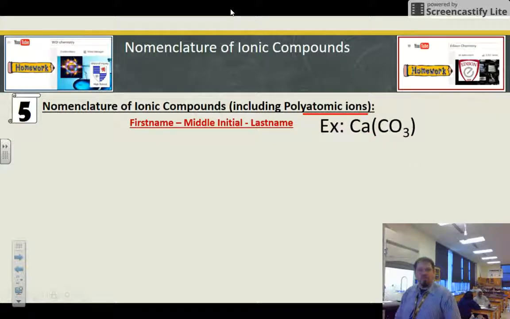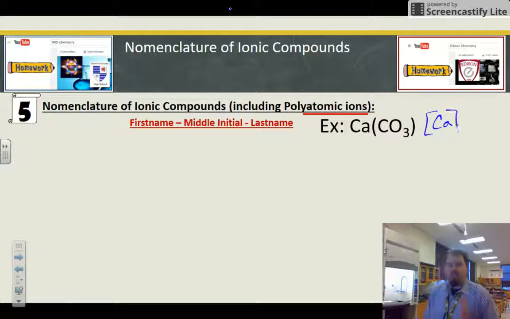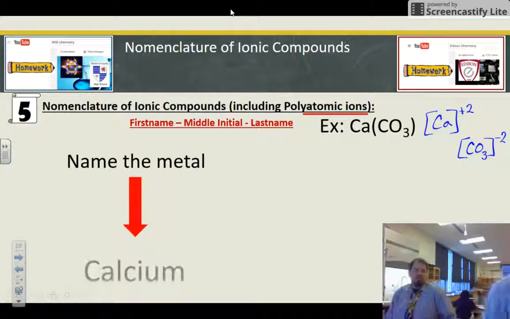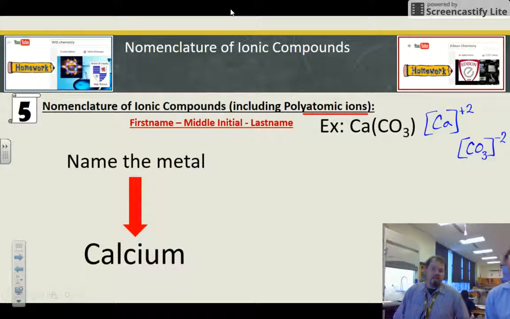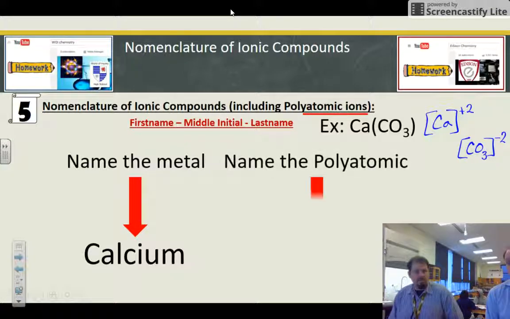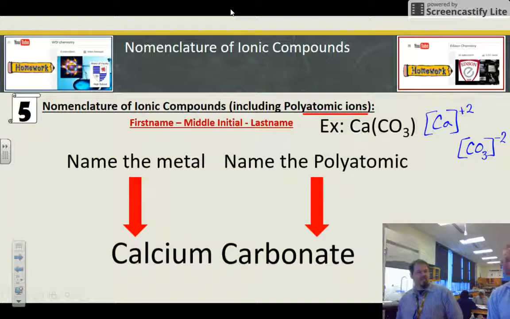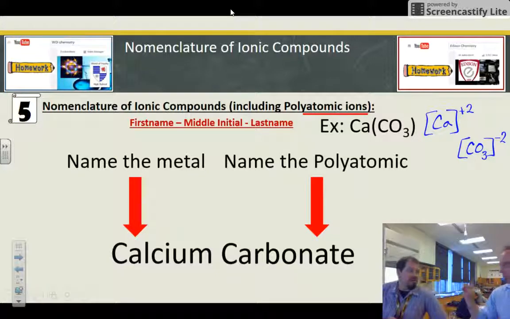Now, polyatomics, the only hard part about this for you guys right now at this point is recognizing that CO3 in parentheses, which is your giveaway, is itself a polyatomic ion. Once that's the case, it's just metal and then the name of the polyatomic ion, which is going to end up being calcium. And CO3 on table E is carbonate. Put it together, and it's calcium carbonate. I don't change the last letters on a polyatomic. I just write them exactly how they are in table E.